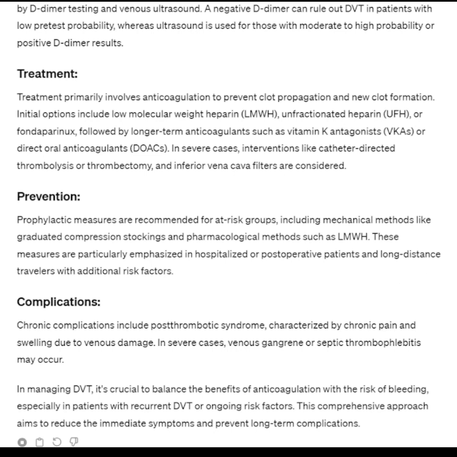In managing DVT, it's crucial to balance the benefits of anticoagulation with the risk of bleeding, especially in patients with recurrent DVT or ongoing risk factors. This comprehensive approach aims to reduce the immediate symptoms and prevent long-term complications.